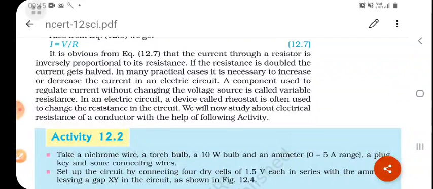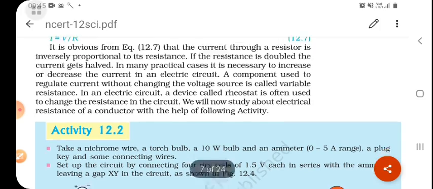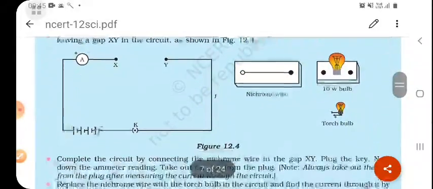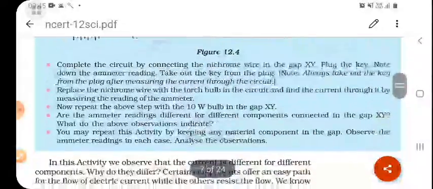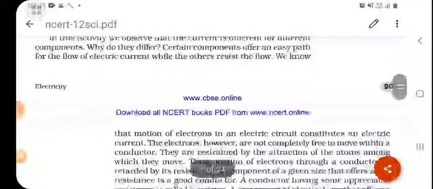Okay, and to regulate the current without changing the voltage source, we can use a variable resistance in the circuit, and that variable resistance is used as the rheostat. So a rheostat can be used for regulating the current in the circuit.